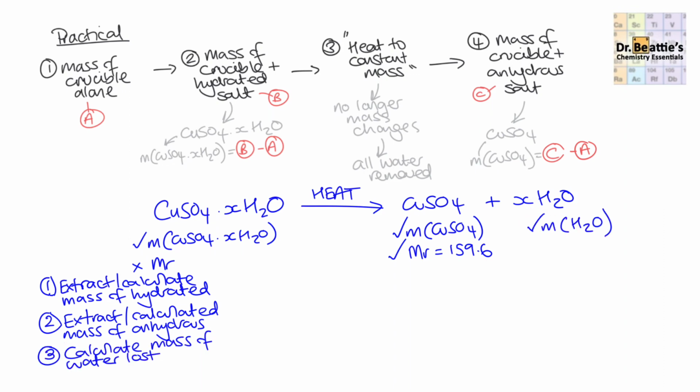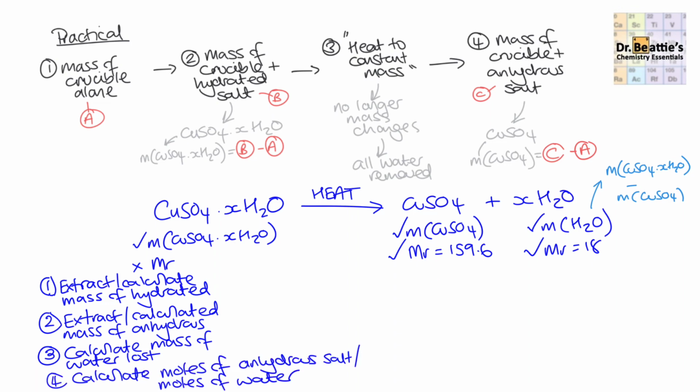As the law of conservation of mass means that the masses of these two combined should equal the mass of this. So if we do a quick calculation, you take the mass of the hydrated minus the mass of the anhydrous, you'll get the mass of water. And then obviously the Mr of water is 18. And so we can calculate the number of moles of copper sulfate and the number of moles of water.